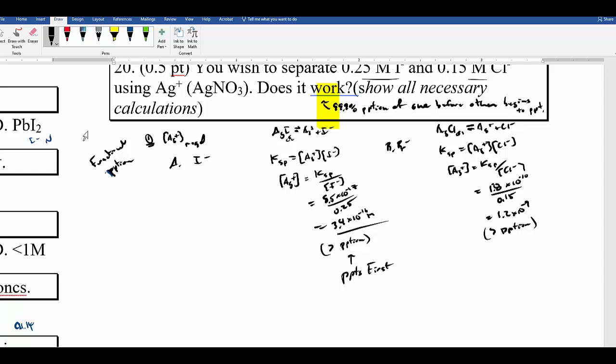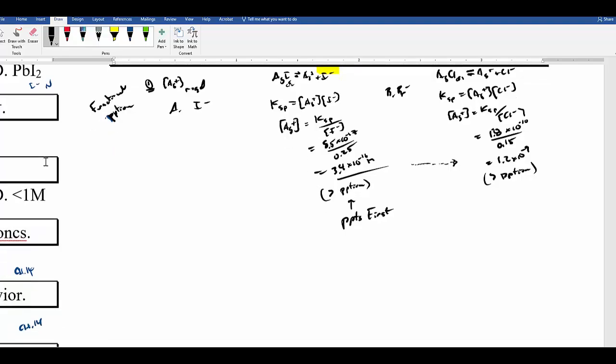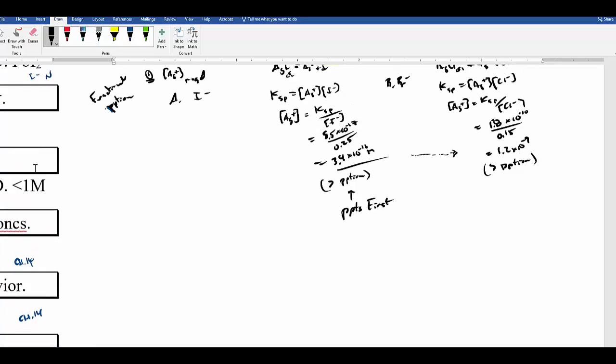We have to increase the silver ion concentration all the way to 10 to the minus 9. So we have to go from 10 to the minus 16 to 10 to the minus 9 before chloride begins to precipitate. And so you have to be very careful. If you dump in too much chloride, both will precipitate. So what we do here is we have chloride and iodide in solution, and then you just slowly increase the silver ion concentration.